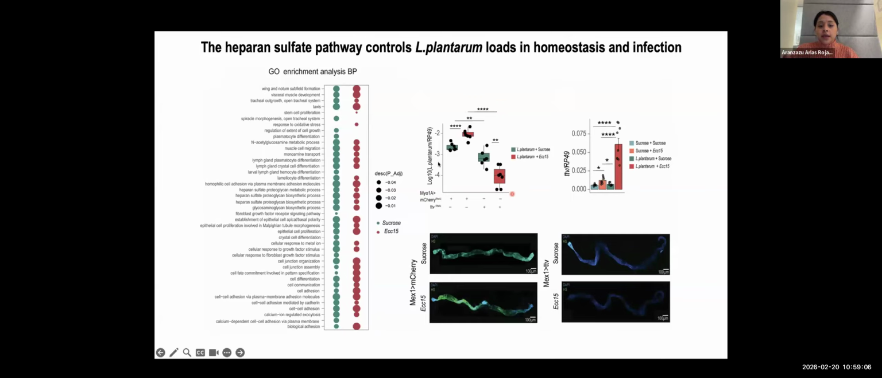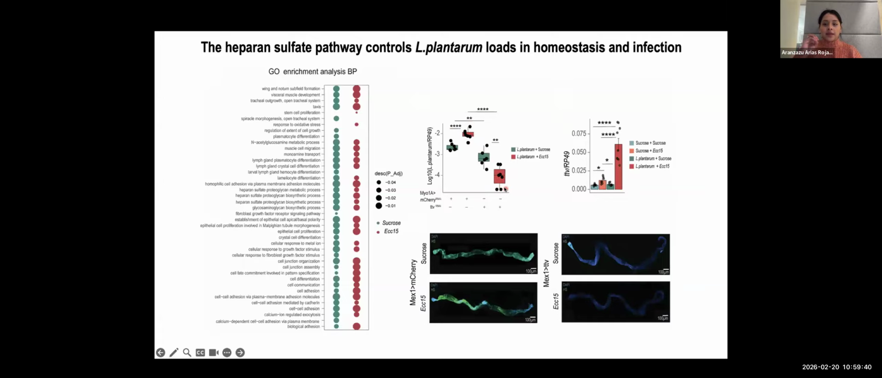So the gene is called TTB, and what we did is knock down this gene specifically in the gut, and then go again with the same workflow. We colonize flies, and then we either infect them or treat them only with sucrose. So as you can see here, when we have the presence of the TTB heparan sulfate synthesis gene, we have the boost in the loads of lactobacillus. But when we knock down this gene, then we don't have the boost.